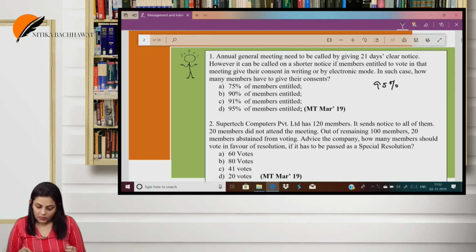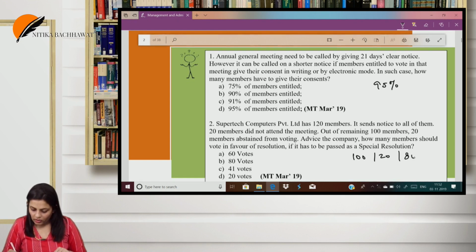Super Tech Computers Private Limited has 120 members. It sends notice to all of them. 20 members did not attend the meeting. So how many attended? 100. Out of the remaining 100 members, 20 members abstained from voting. So 20 did not vote. So how many voted? 80.